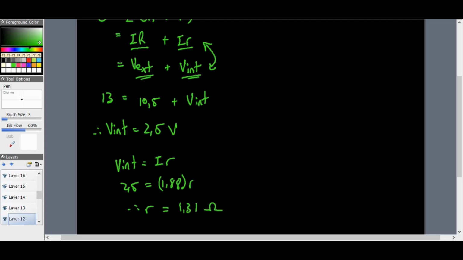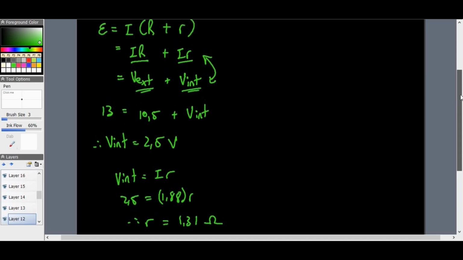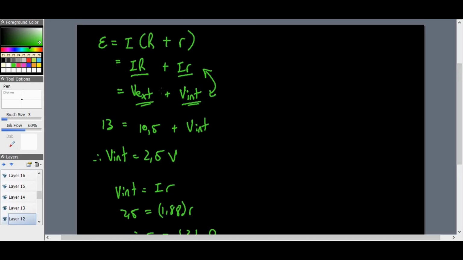You didn't even have to acknowledge this. All you could have done is just sub that into the formula here, and we still would have gotten the same answer, to be honest. But I needed to stipulate what I times big R is and what I times little r is.